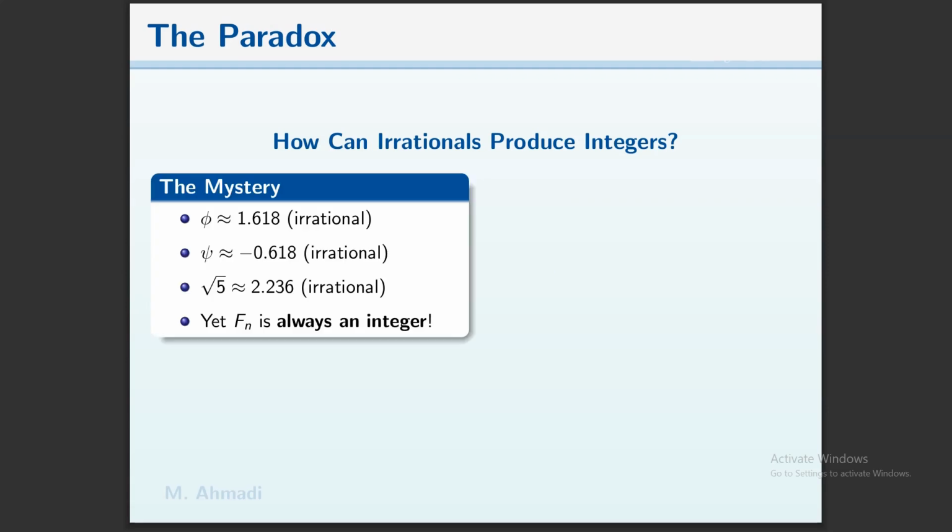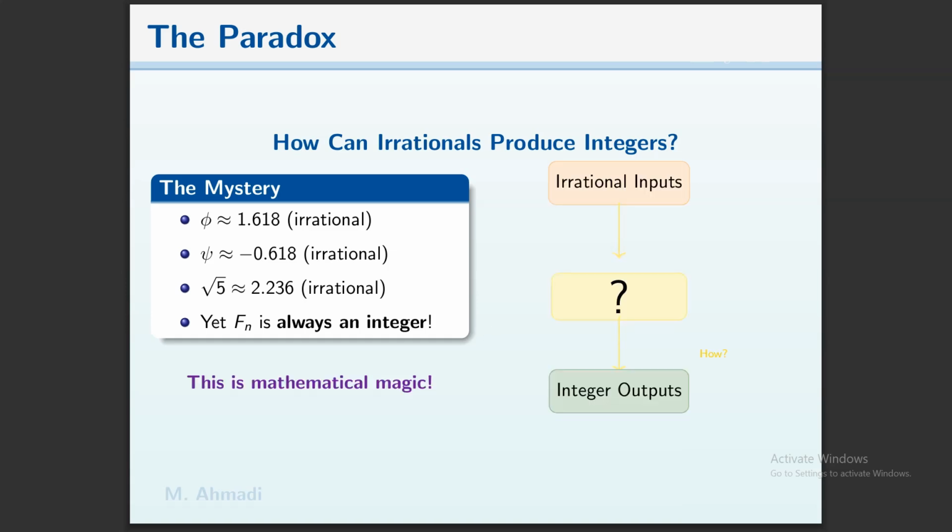How can irrationals produce integers? This is the question. Phi is approximately equal to 1.618, which is an irrational number, and psi is approximately equal to minus 0.618, also irrational, and the square root of 5 is also irrational. Here, Fn is always an integer. This is mathematical magic. We have a system where the inputs are irrational, but the output is an integer.